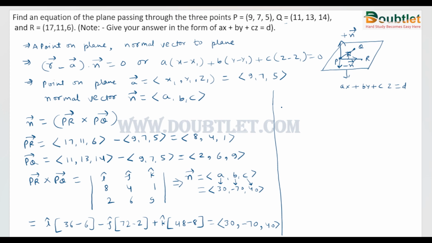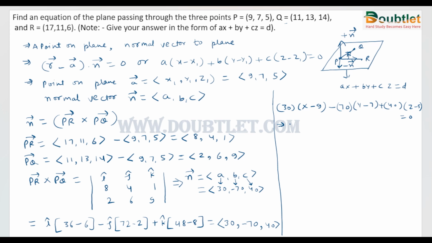So by just directly substituting the values in the Cartesian form or vector form. Here we will use the Cartesian form because the answer is asked in Cartesian form. So we need to write the coefficient a. So a value is 30 and x minus 9, because x1 value is this, y1 value is this, and z1 value is this. So we need to just directly substitute, and this will become minus 70, and this will become y minus 7, and 40 multiplied by z minus 5 is equal to 0.